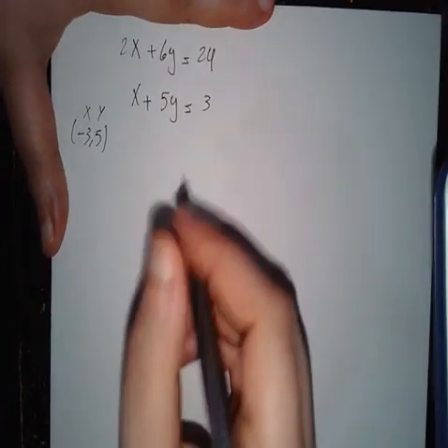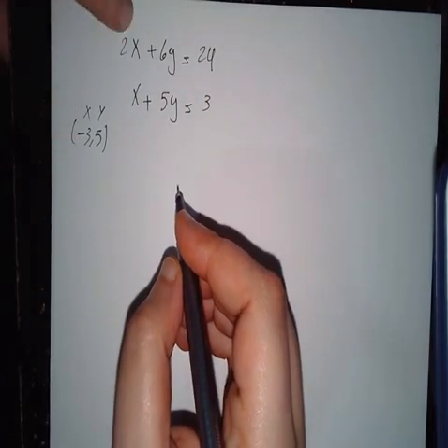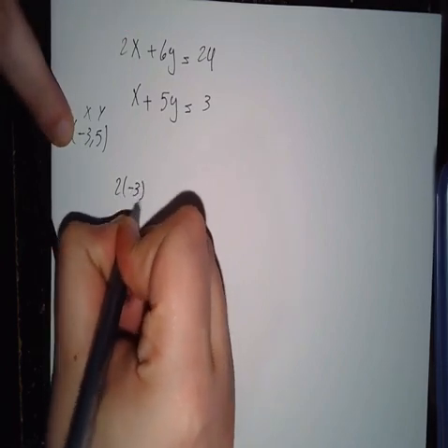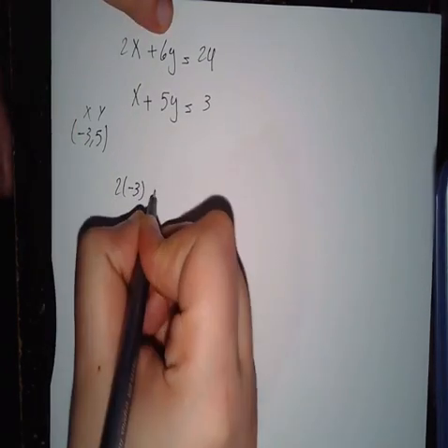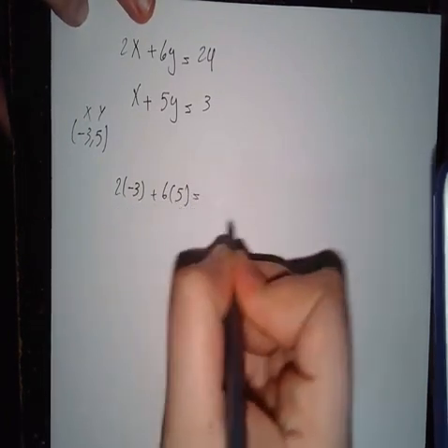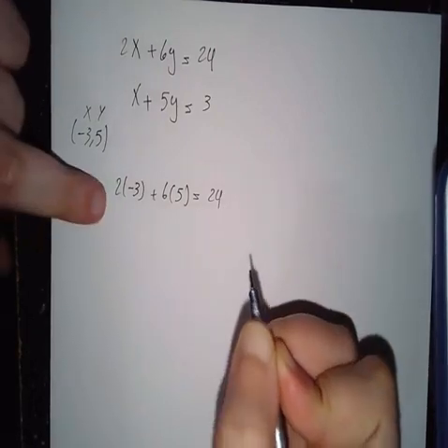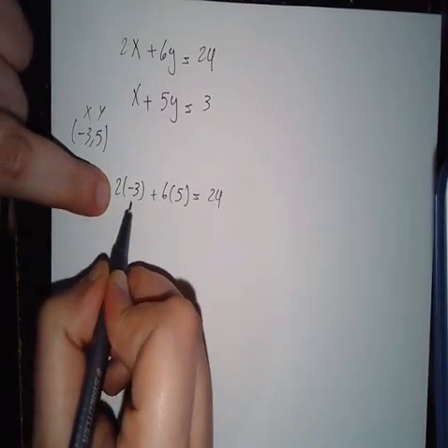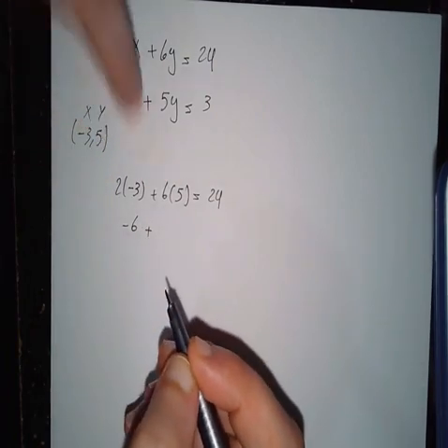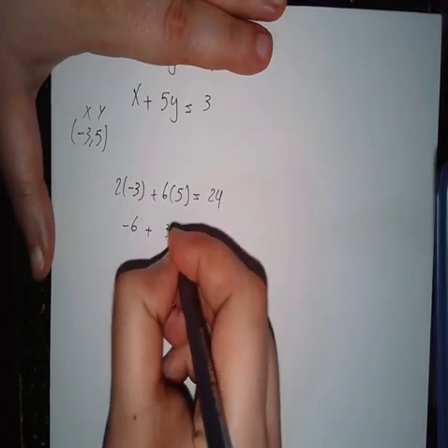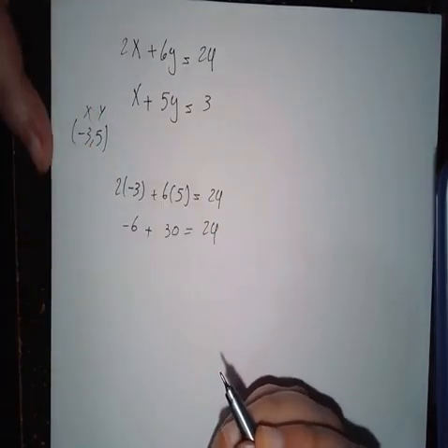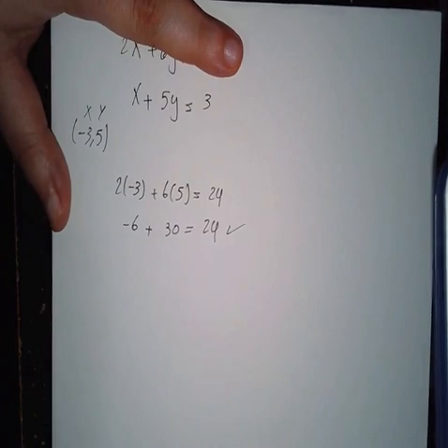So let's try. Here we go. -3 in the first equation. So that's 2 times the -3 instead of the x, plus 6 times the 5 instead of the y, and it equals 24. Now 2 times -3 is what? -6, right? Plus, now 6 times 5 is 30. So when you add -6 to 30, that gives you positive 24. This is correct. We're good.